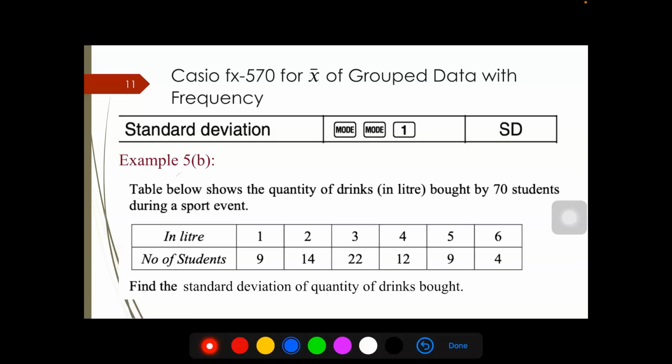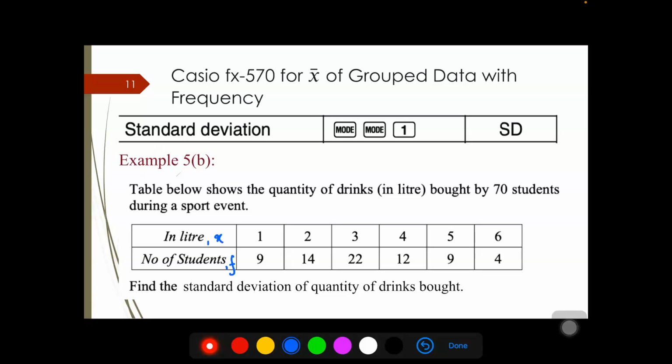Do you still remember how we find the mean for group data with frequency? Here, the number of students is our frequency, and the quantity of drinks in litres bought by 70 students is represented by X. So here we are not using a midpoint, but we use the actual value of the information.